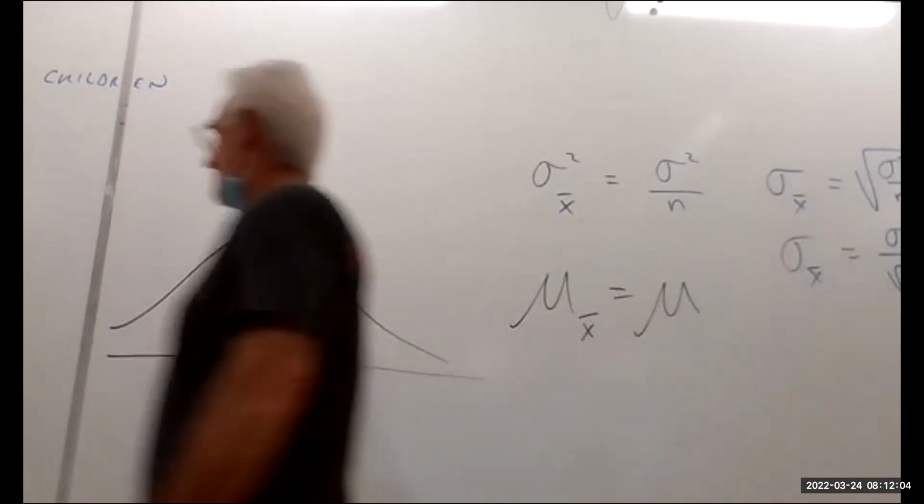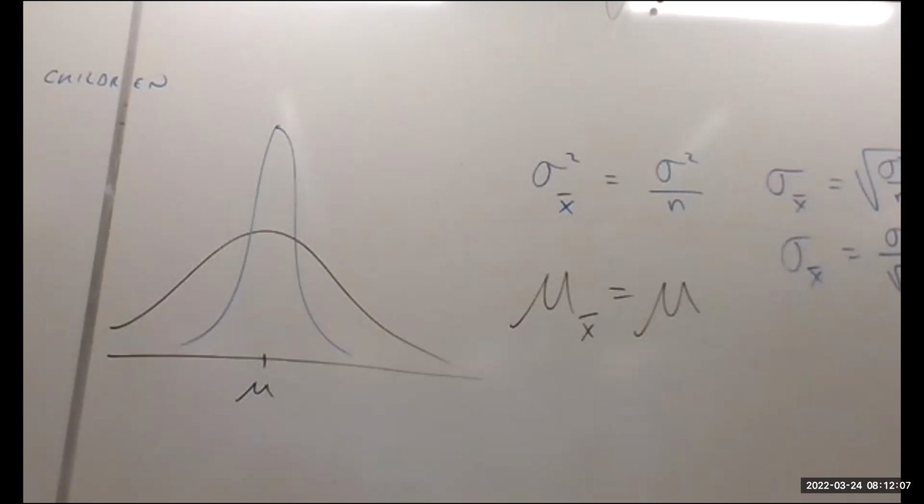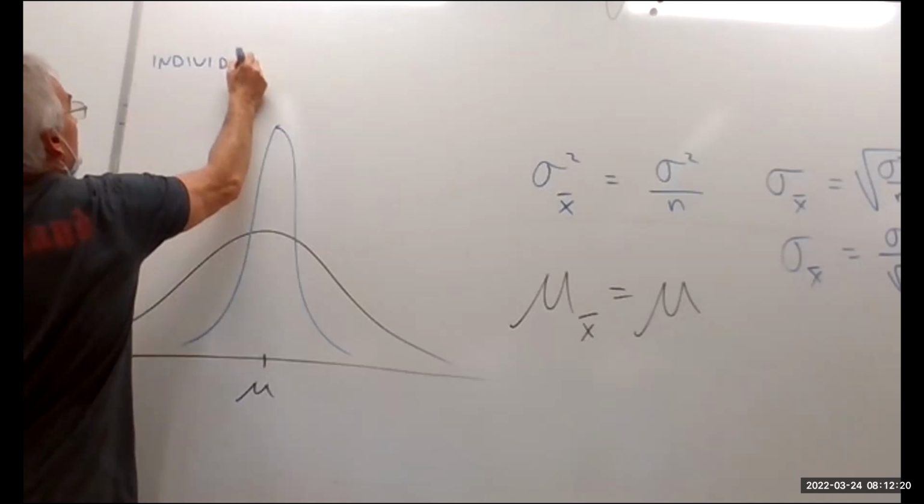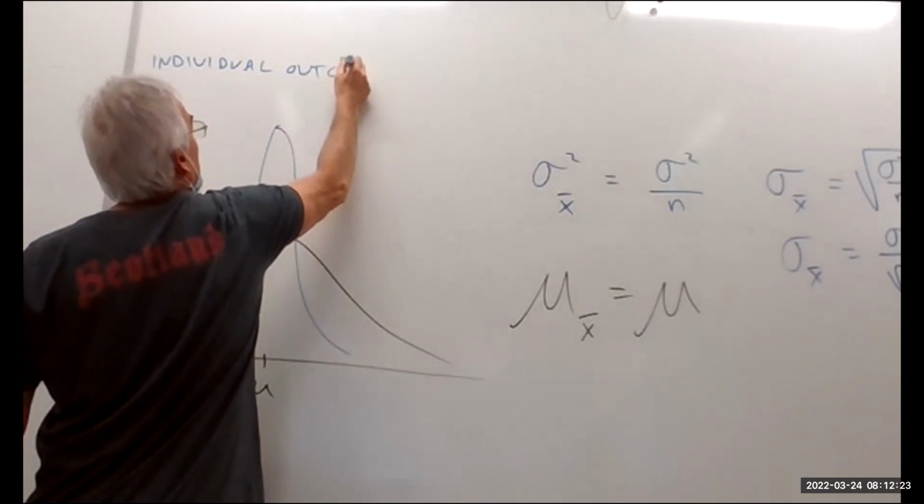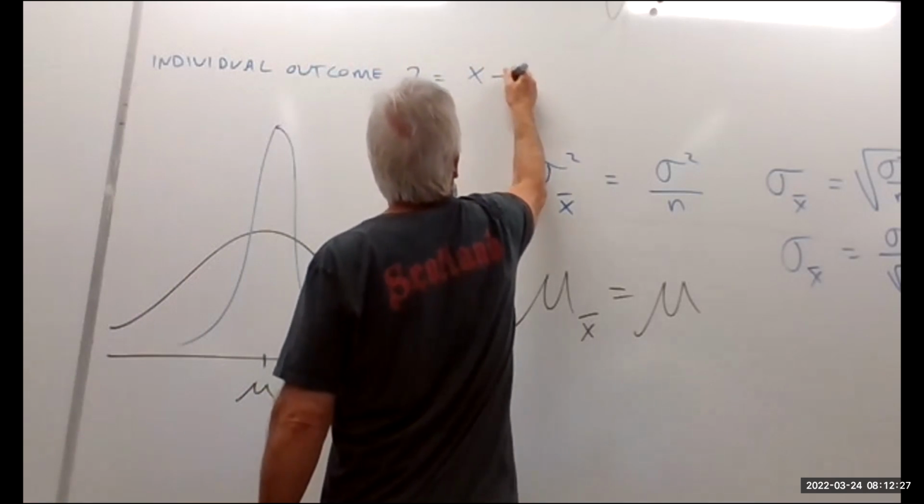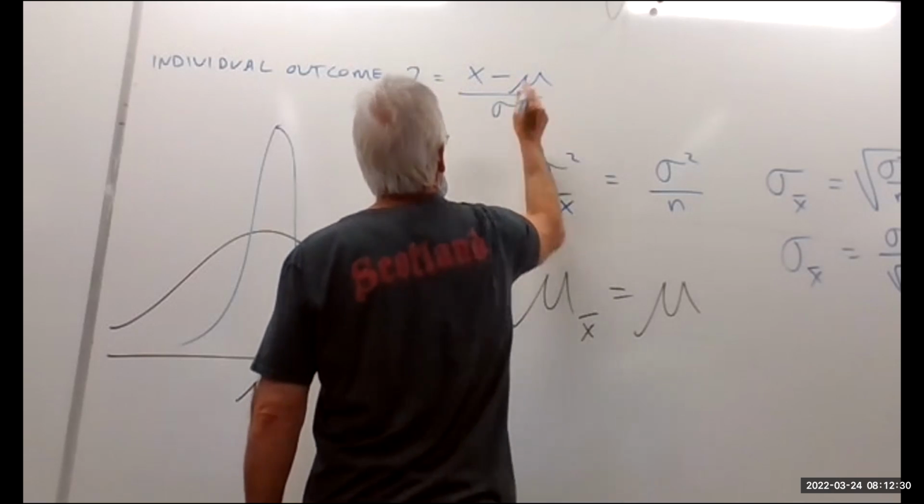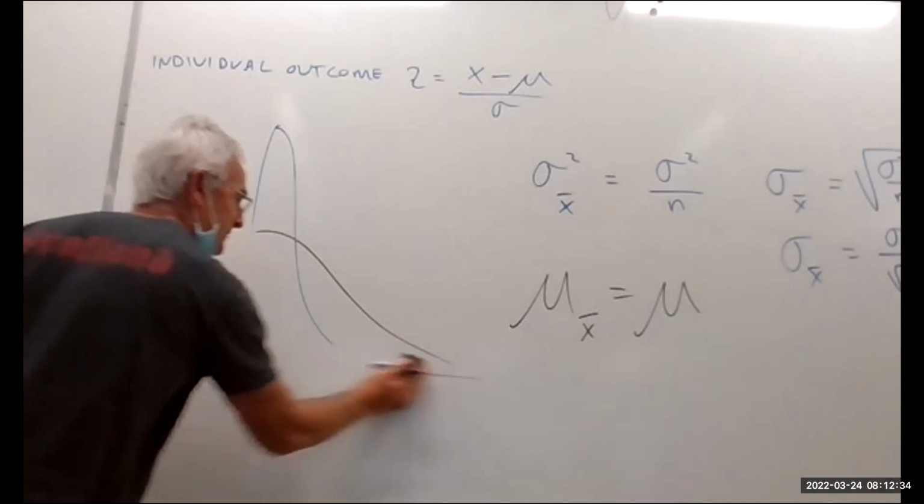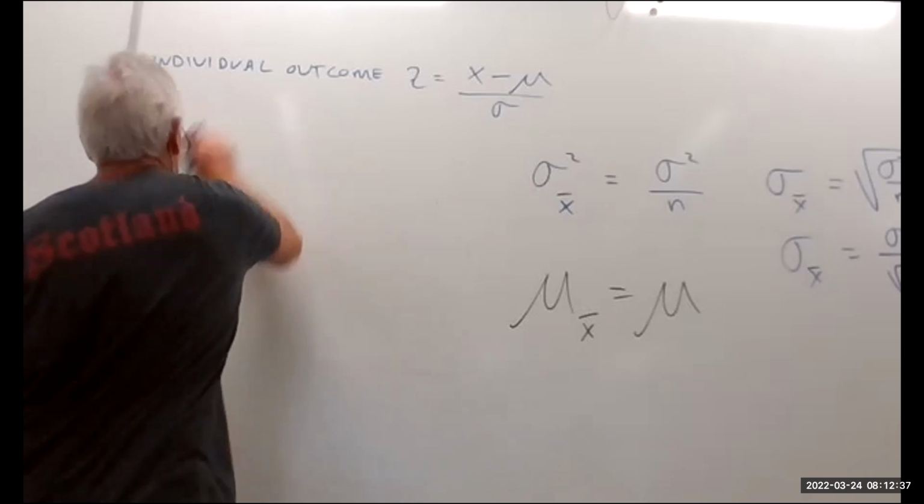So here's the new formula that we're going to use. Because now we're not going to look at just individual scores, we're going to look at entire samples. So for an individual score, I'm going to write it down real clear. For an individual outcome, Z is equal to score minus mean over standard deviation. Okay, that's what it is. That's what we've been doing for many weeks.